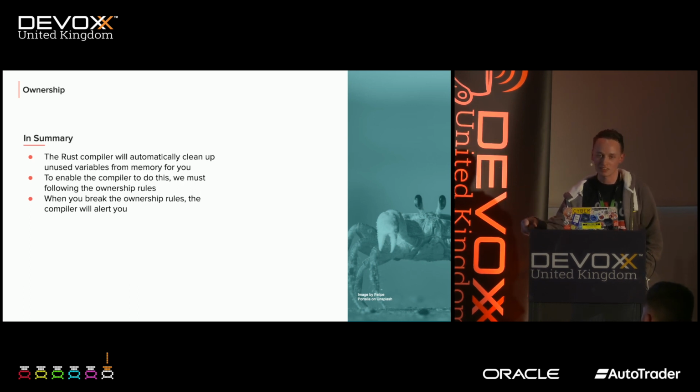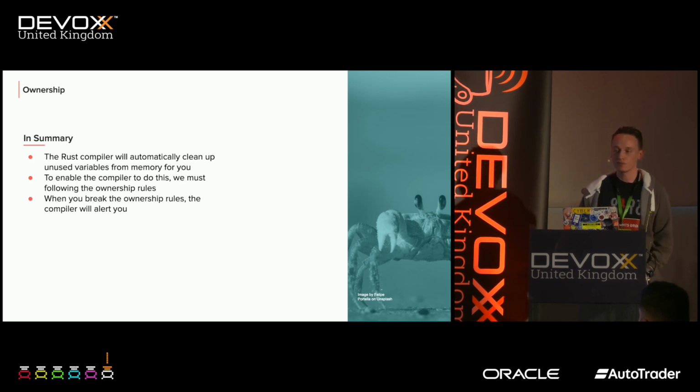I hope that made some sense. So to summarize, the Rust compiler will automatically clean up unused values from memory for you. I've written variables there, and I should have said values. To enable the compiler to do this, we have to follow the ownership rules. And if we break the ownership rules, the compiler will alert you and make sure you fix it before your program can run.